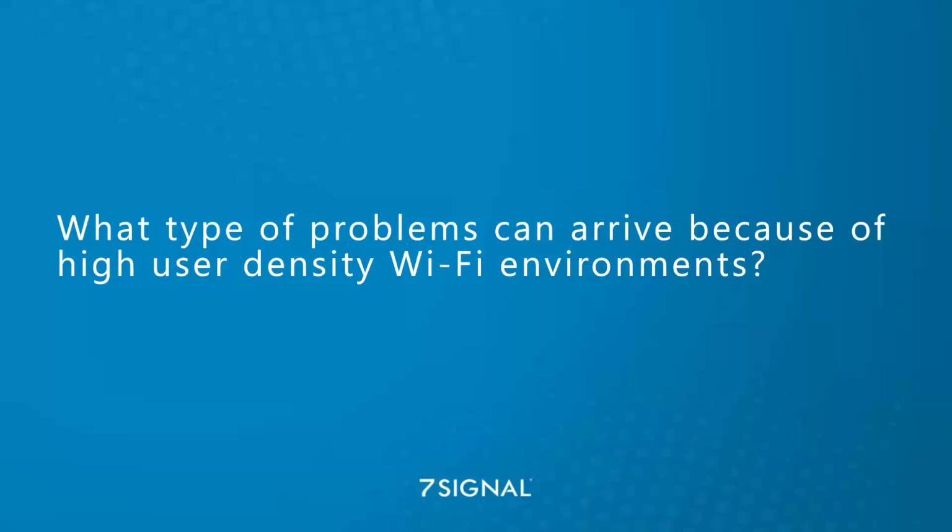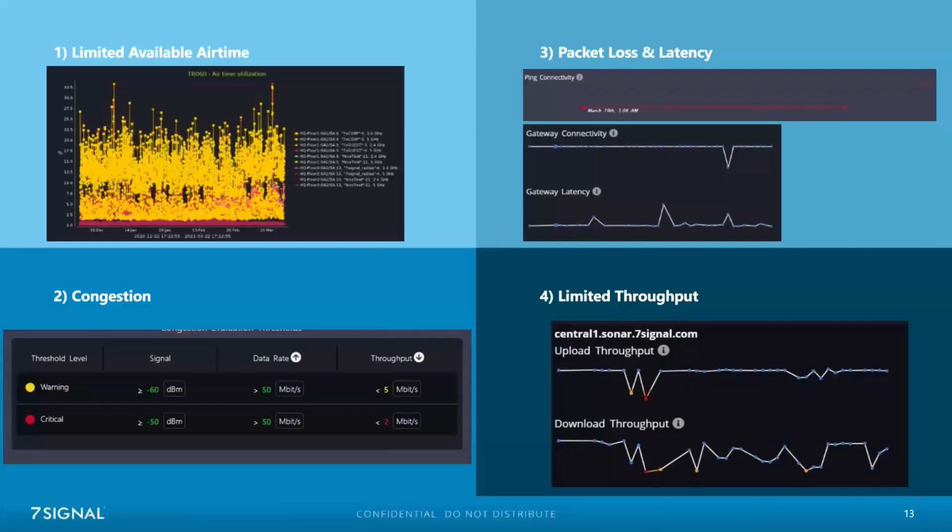So let's talk about the problems that can arise because of high user environments. We've talked about how they present themselves to the end user. So I picked 4, right? So here are the 4 problems. There are others, and 2 of them we've already talked about, but 2 of them are new. We've got limited available airtime, we've got congestion, our friends packet loss and latency, and then limited throughput.